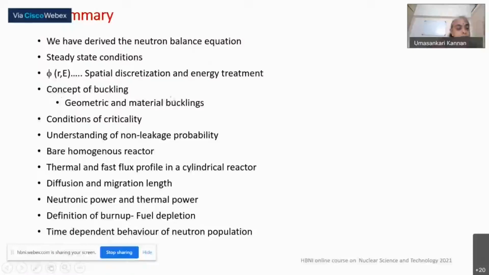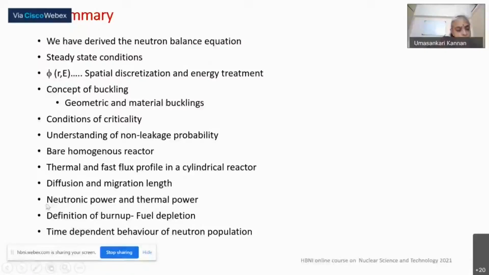Then I introduced the concept of buckling, the geometric and material buckling, the conditions for criticality, how the material properties have to be equated to the geometrical properties in order to get the criticality conditions, and an understanding of non-leakage probability from both the material and geometrical buckling points of view. And we also derived an expression for the critical radius. We saw the bare homogeneous reactor. I have given you the flux profile in a typical cylindrical reactor, and the difference between the diffusion length and the migration length.